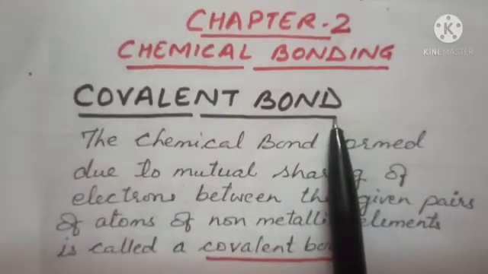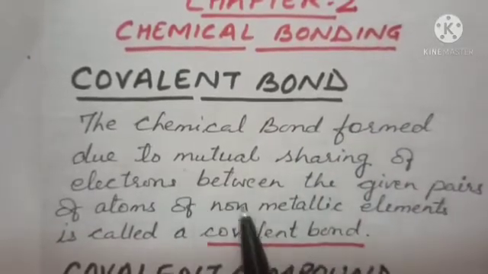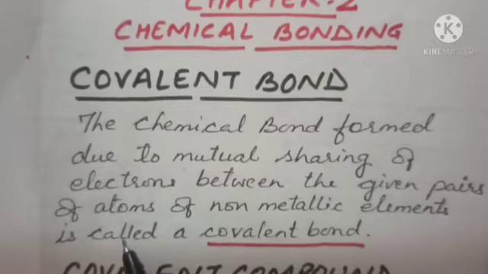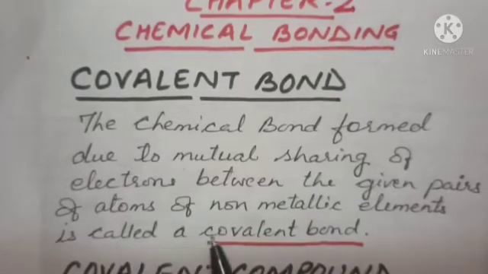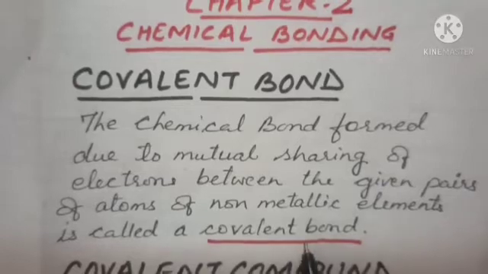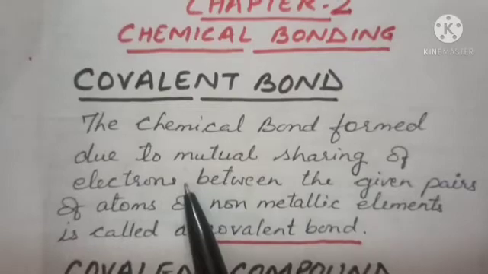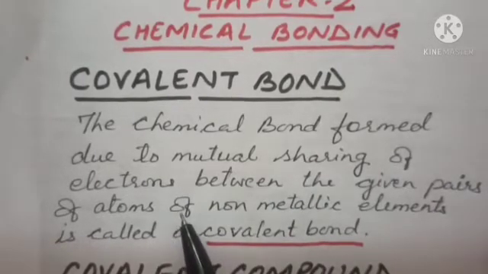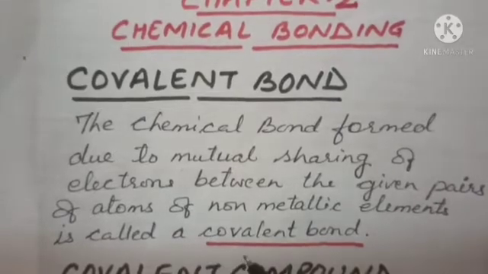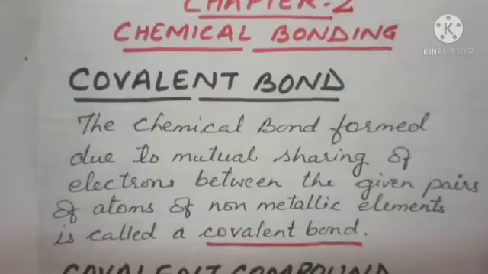Now what is a covalent bond? The chemical bond formed due to mutual sharing of electrons between the given pairs of atoms of non-metallic elements is called a covalent bond. Actually, the bond is formed by mutual sharing of electrons between the given pairs of atoms, and these atoms may be the same or they may be different, right? Let's see how the covalent bonds are formed.